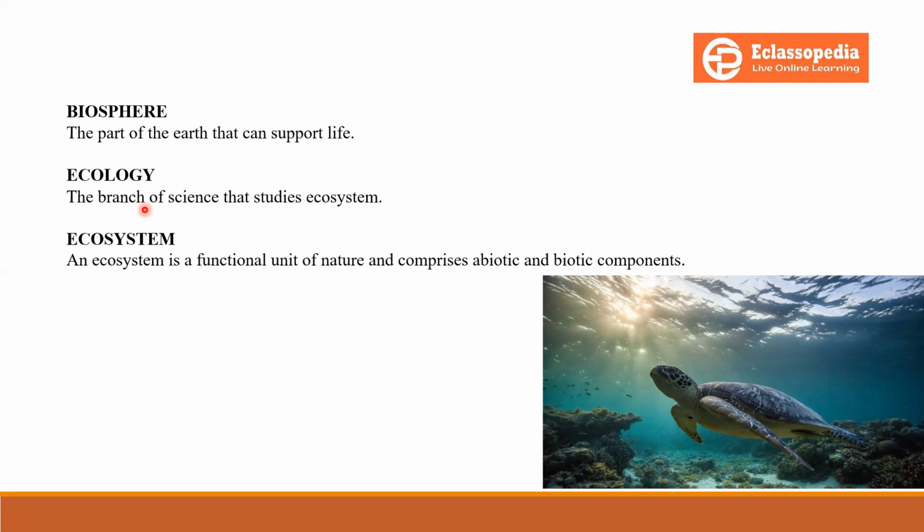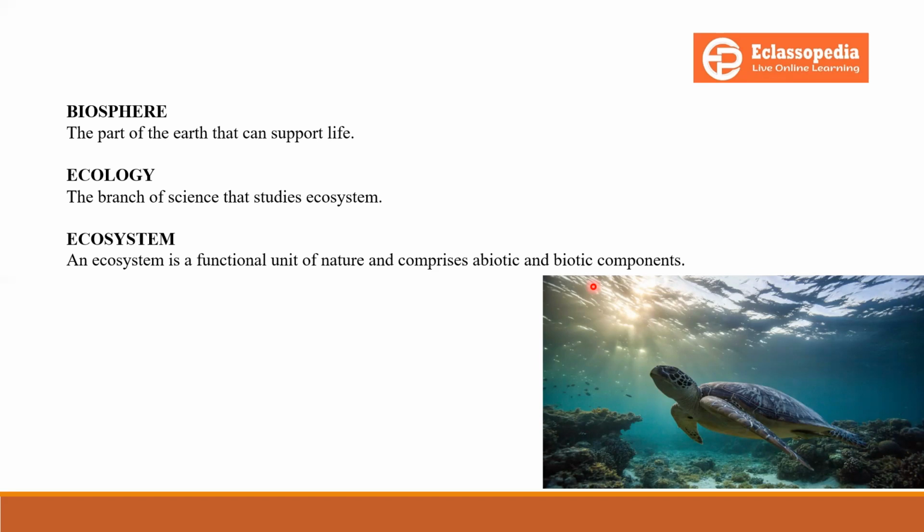Now the topic is ecosystem. What is ecosystem? So ecosystem is the functional unit of nature. It comprises biotic and abiotic components. Simply, we can say it is a community of living things and their non-living environment and can be as large as a desert and as small as a puddle. An ecosystem must contain producers, decomposers, consumers, and inorganic waste.